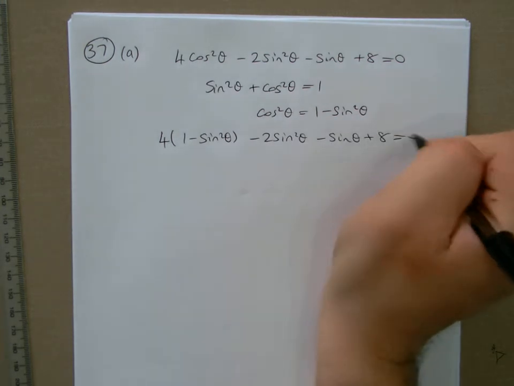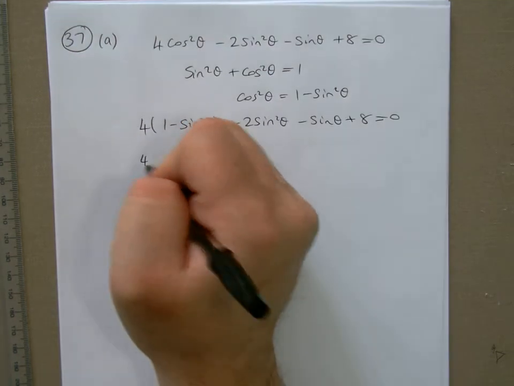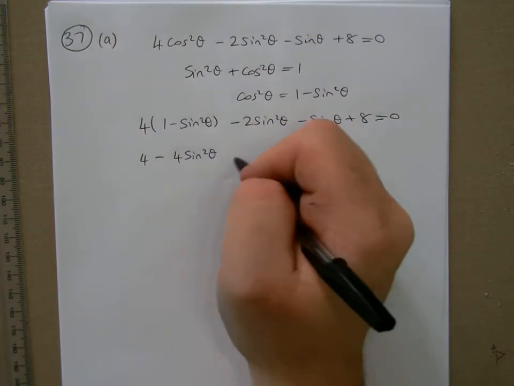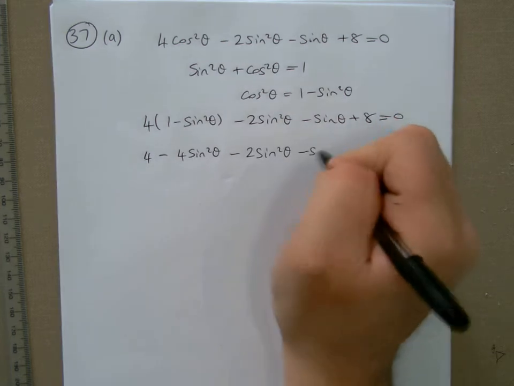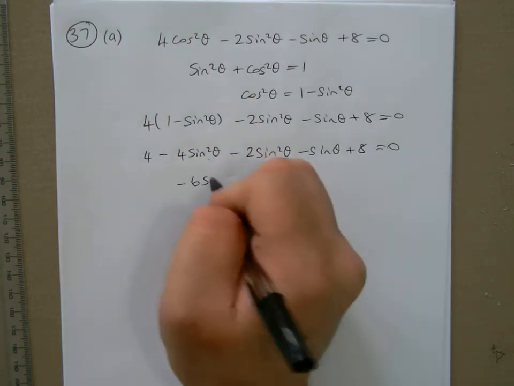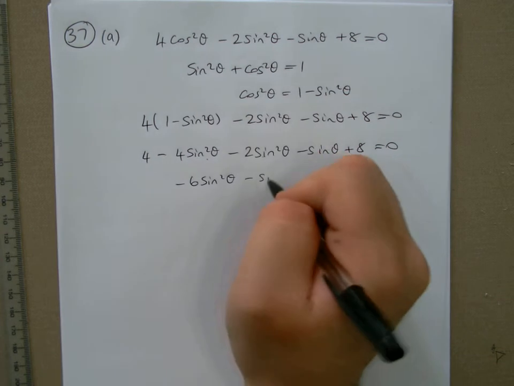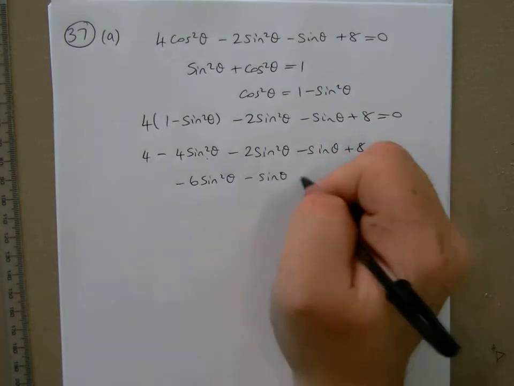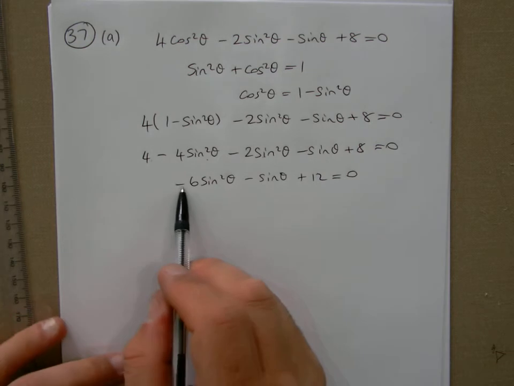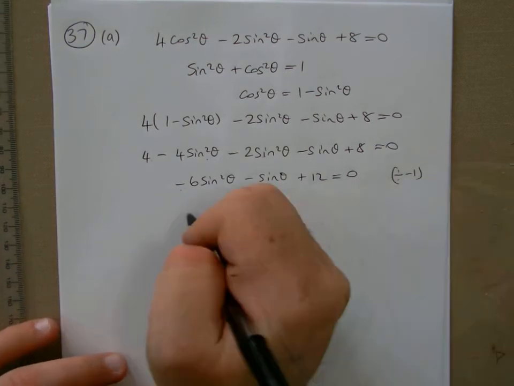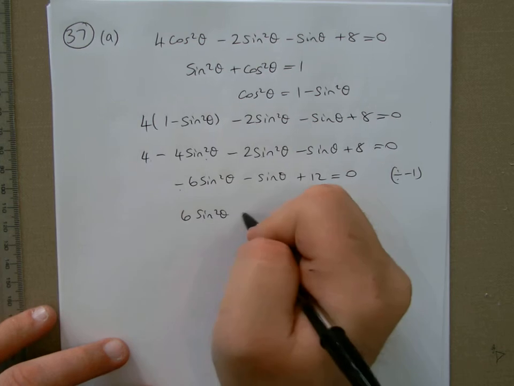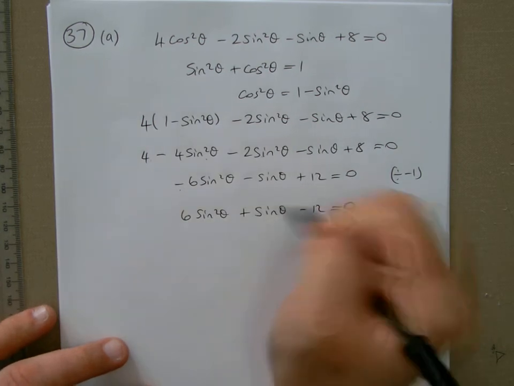And we get an equation then, all in terms of sine or sine squared. So I've got minus 4 sine squared when I multiply out, minus 2 sine squared minus sine theta plus 8 equals 0. Simplify this so you can put them together. So minus 6 sine squared theta minus sine theta, and then 4 plus 8 is 12, equals 0. So I've got my quadratic. Of course, I don't like the quadratic like that, because we don't really want a minus in front. So I'll divide by minus 1 and make it easier for us to factorize. So we get 6 sine squared theta plus sine theta minus 12 equals 0. So you change all those signs.